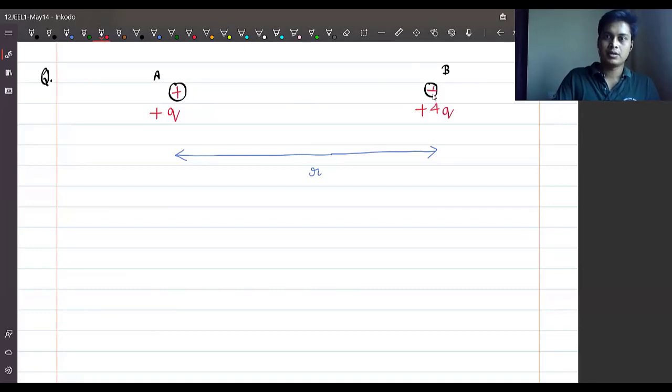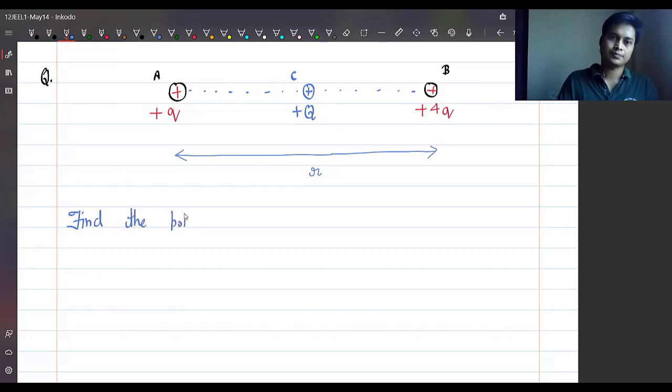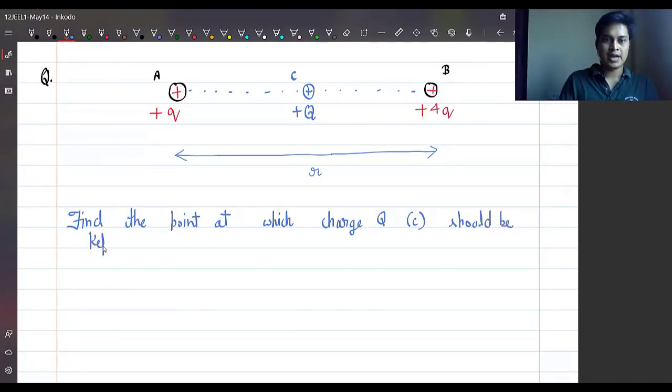Both are positive charges. Now, what I need you to find is that I want to place a third charge, capital Q, somewhere here, such that Q remains at rest. The charge C, that is charge on it, this is plus Q. Find the point at which I should keep Q. Find the point at which charge Q, that is charge C, should be kept such that it remains at rest.